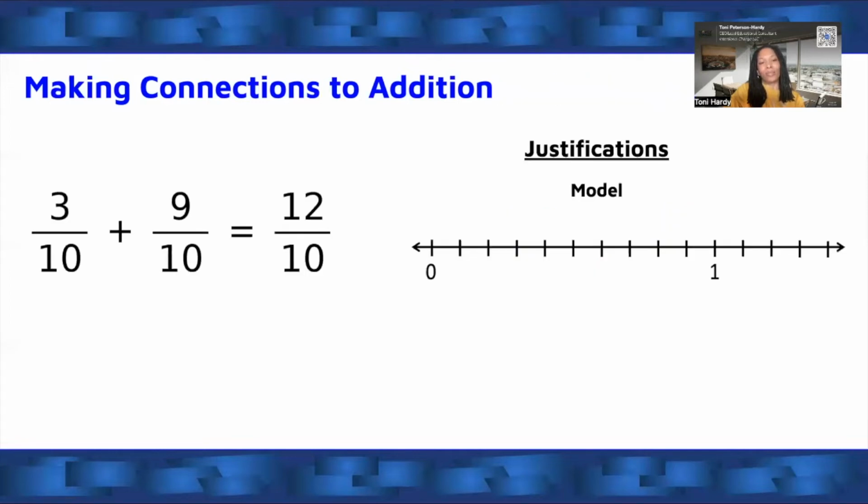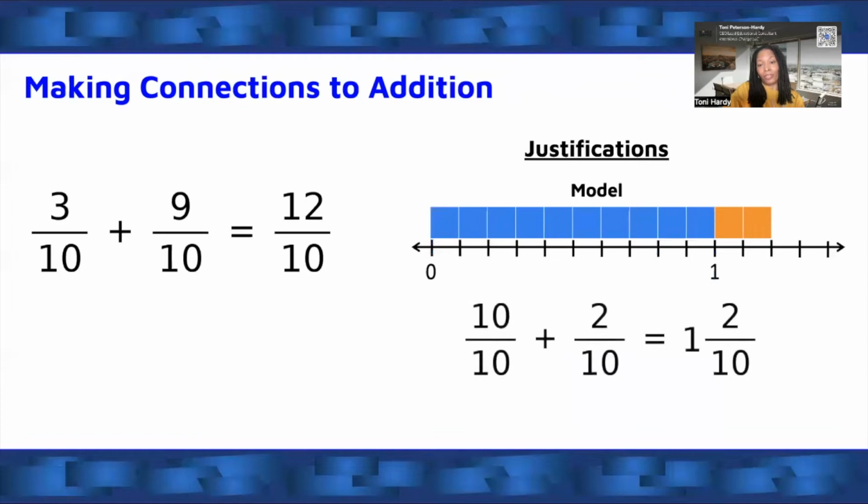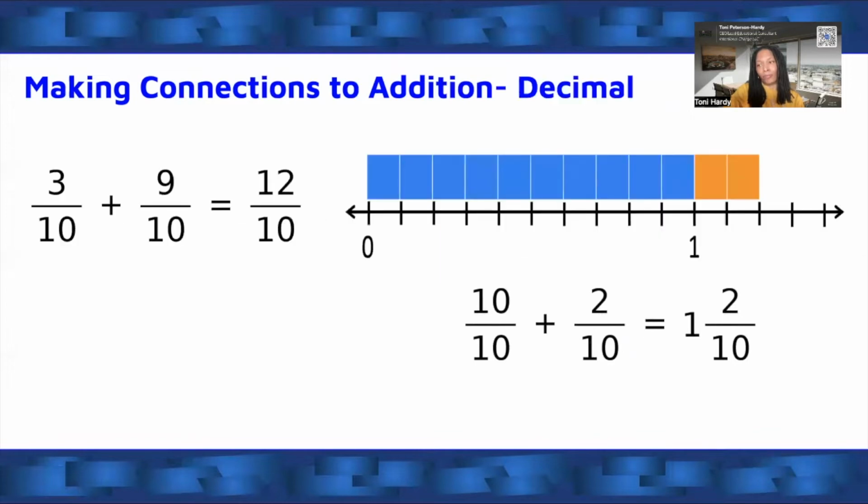In that 3/10 plus 9/10, I'm going to bring my model in again. And if I know what a whole is, because these are tenths, I know that 10/10 is going to be equal to a whole, and I have a little bit more. That right there is building on the kids' knowledge and not teaching them algorithms too soon. And it increases that flexible thinking that we want our kids to have.